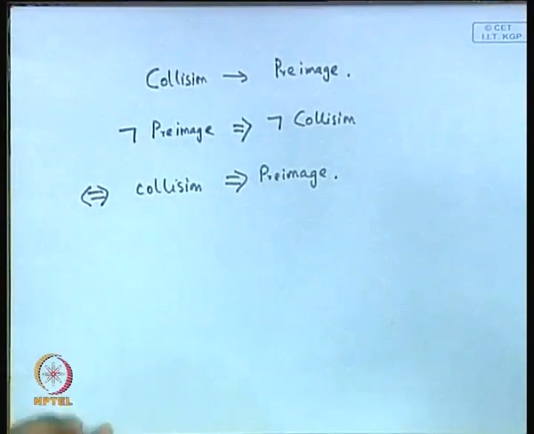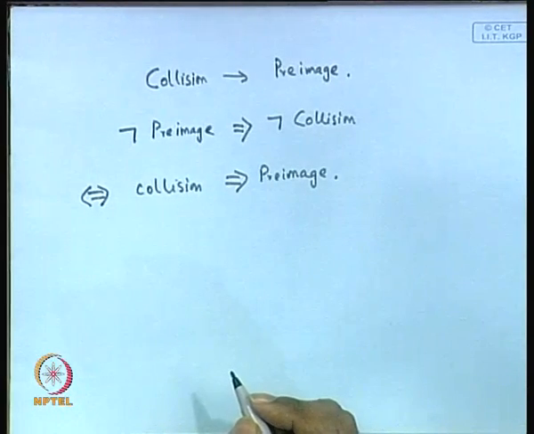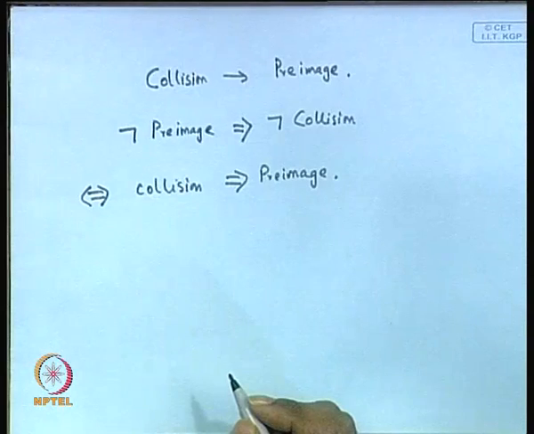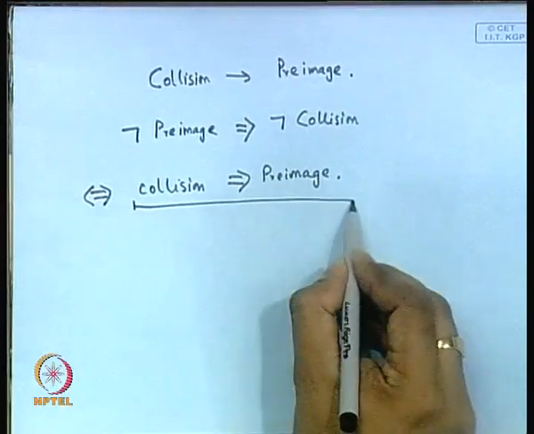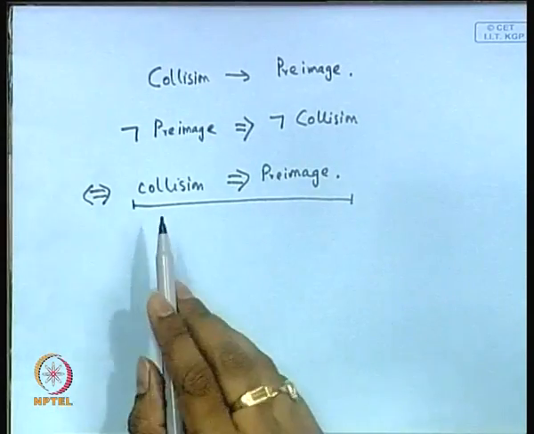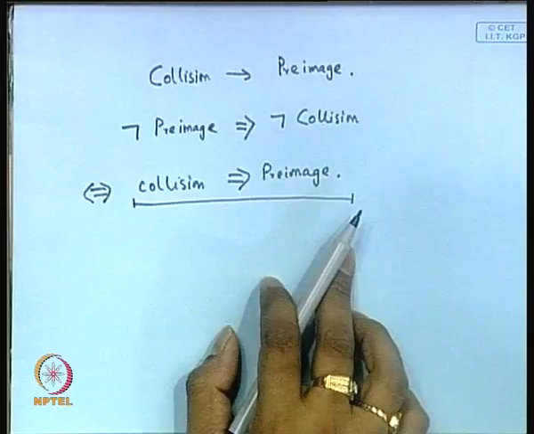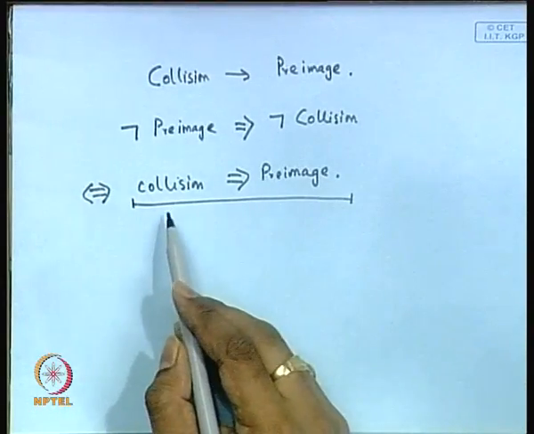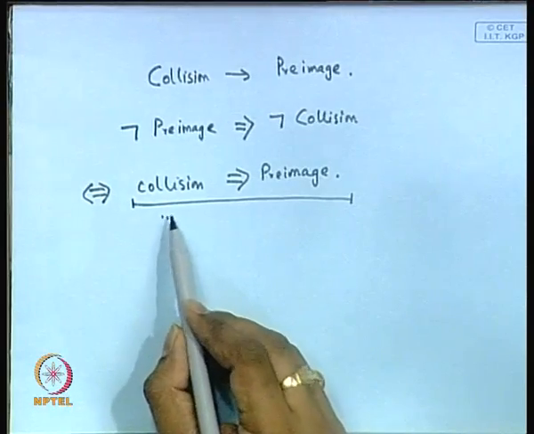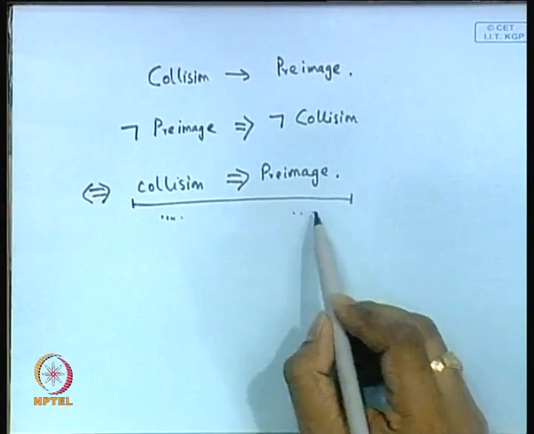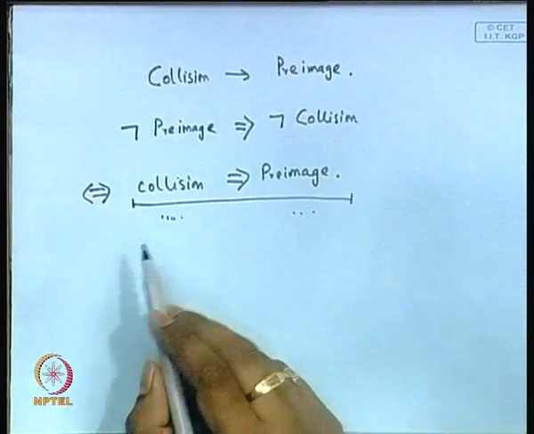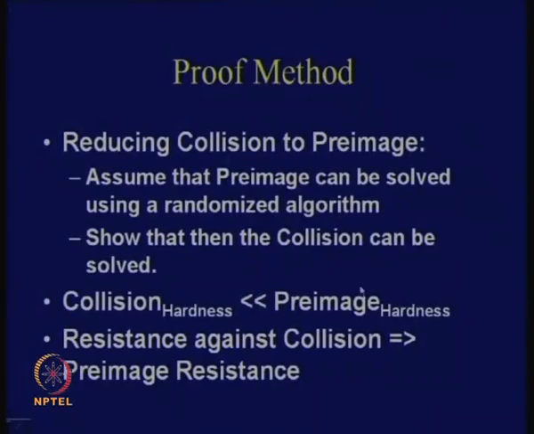So that means that resistance against collision will also imply resistance against the pre-image problem. From there you can understand the hardness of the collision problem, you can follow that. So you can relatively order the hardness, and what you can say is that if you can show a guarantee against the collision problem, then you are also guaranteeing against the pre-image problem. When I say guarantee, I mean resistance. So resistance against collision will in that case imply that it is also resistant against the pre-image problem.